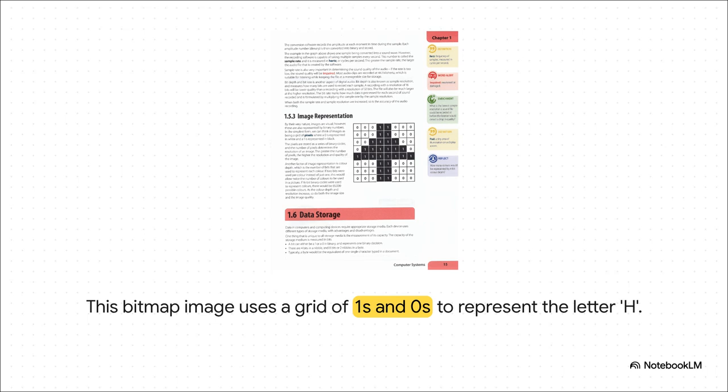Here's exactly what that looks like at the most basic level. This is a bitmap of the letter H. You can literally see how a simple grid of ones and zeros creates a shape we can recognize. Now just imagine that grid being millions of pixels wide, with each pixel having thousands of possible colors. And that's your high-definition photo.